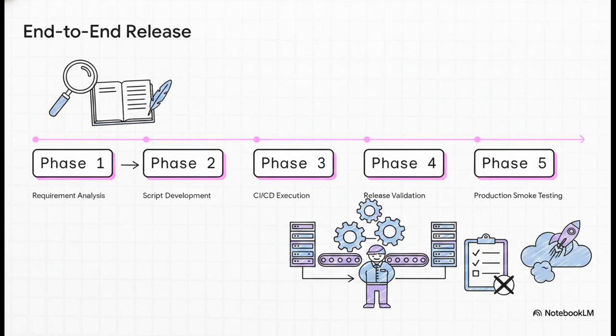When you zoom out and put it all together, you see this awesome end-to-end release conveyor belt emerge. You start at requirement analysis, flow right into script development, hit Jenkins for that CI/CD execution, handle your release validation, and cap it all off with production smoke testing. A fully generated automation framework isn't just a folder of scripts. It's a living lifecycle that seamlessly drives a real-world software release from the planning stage all the way to production.